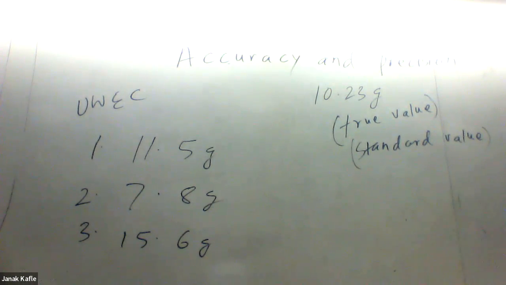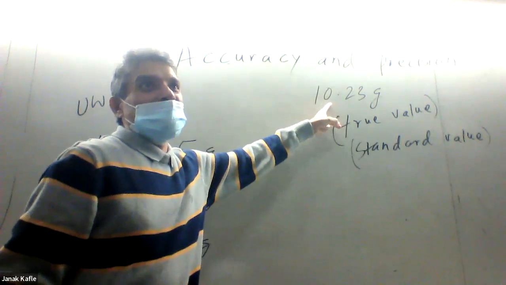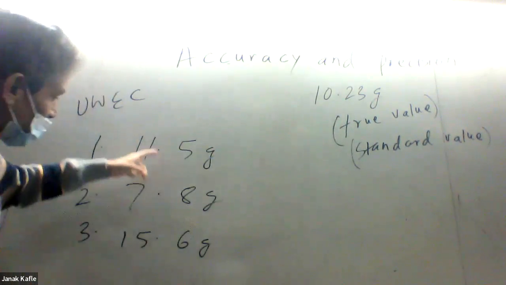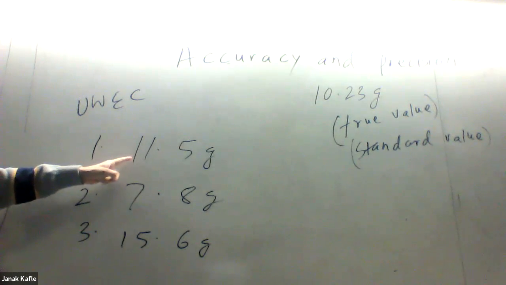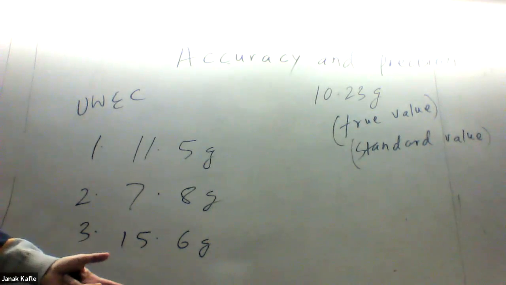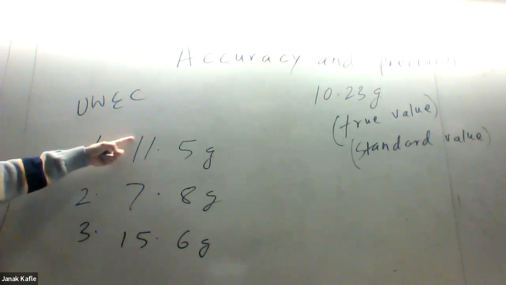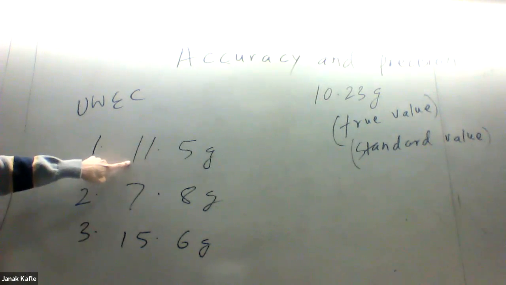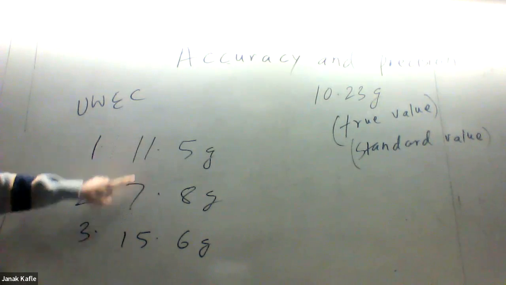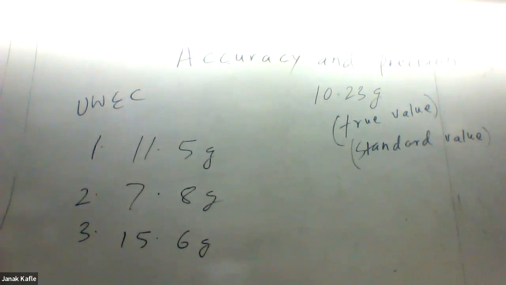So look here, am I close to this one? No, right? I'm not close to the standard value. Am I close to each other? One time I got 11, another time I got 7, another time I got 15. So maybe my balance is broken. It's not showing a good number. Make sense? So my answers are not close to each other. This answer is not close to this, and this answer is not close to this. So I am really working badly.